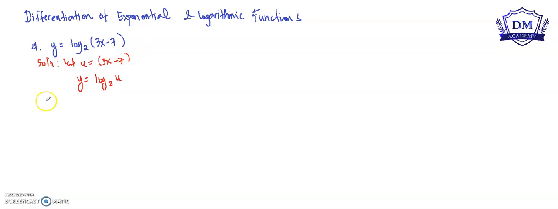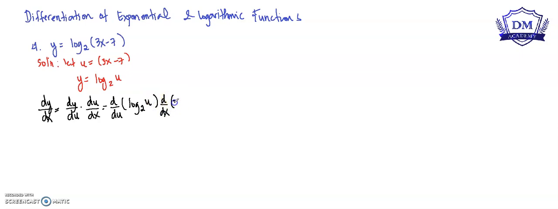Okay, so using the chain rule, we have dy over dx is equal to dy over du times du over dx. And this is equal to d over du of y, which is the log of u to the base 2, times the d over dx of 3x minus 7.